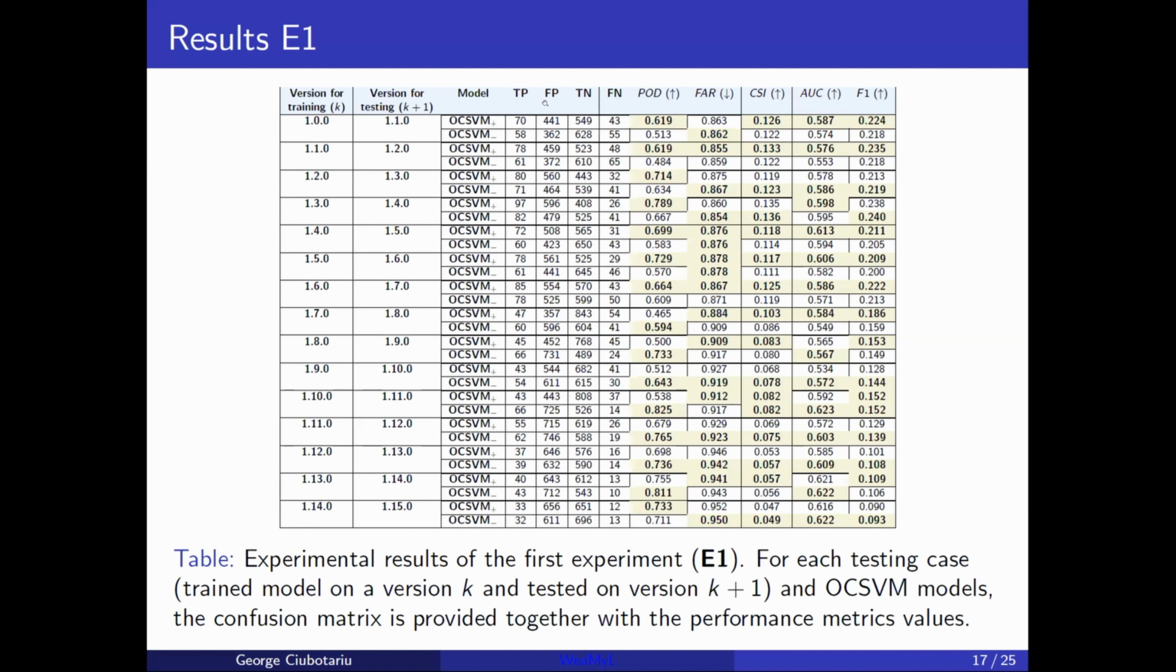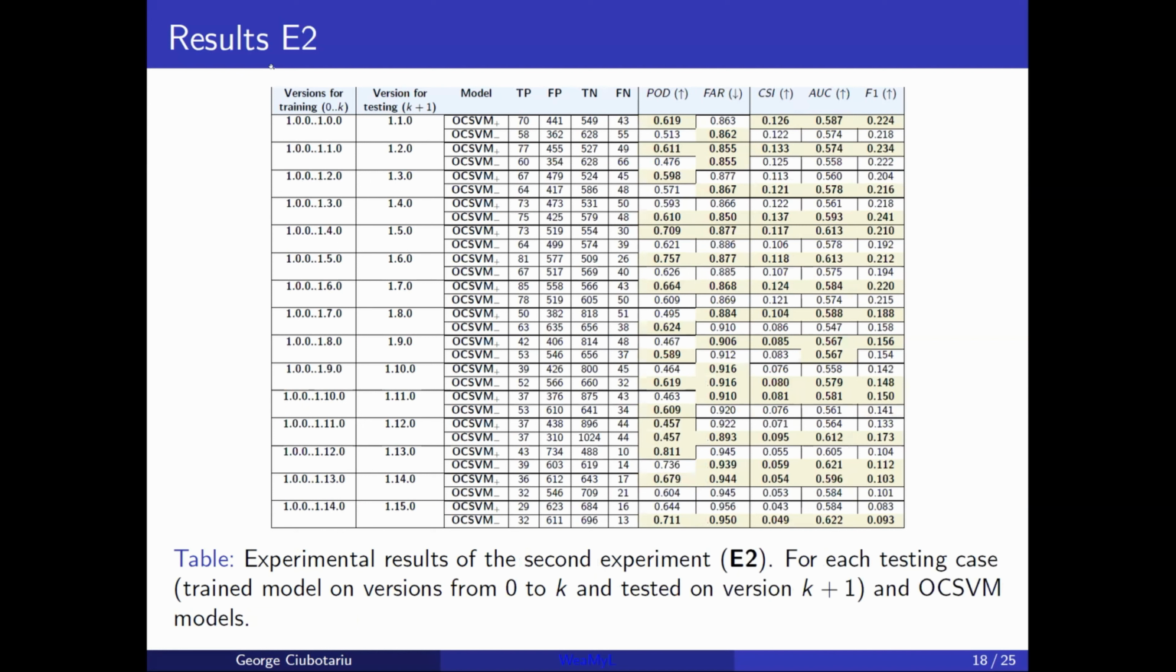Here's the confusion matrix, and the yellowish cells in here represent the better performance of the models. So this is similar to the next table that we have at the experiment E2, and here we see that it follows the same structure, but the versions the model has been trained on are from 0 to k, tested on k plus 1 for the first version.